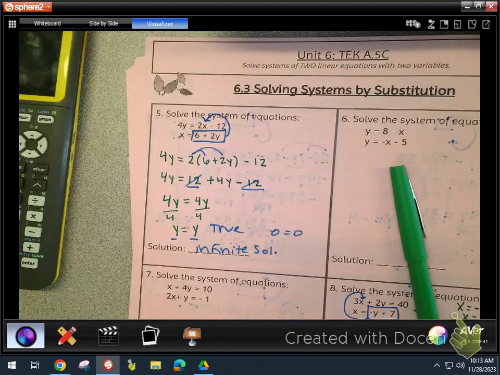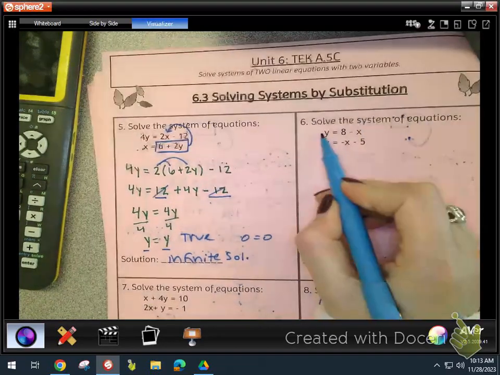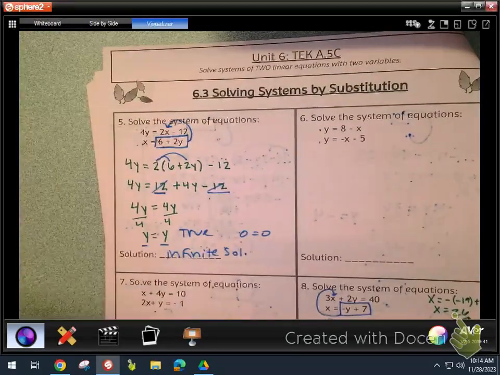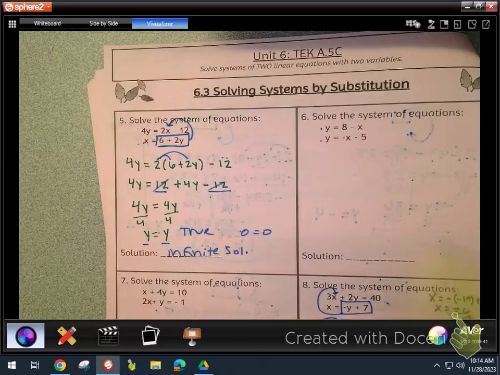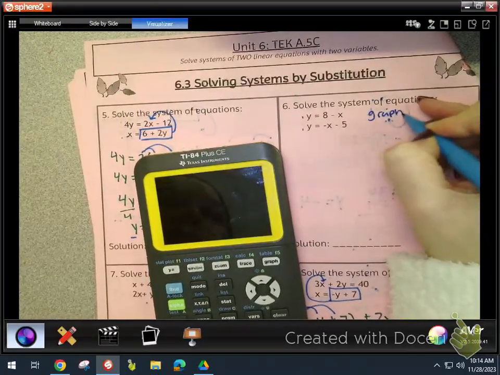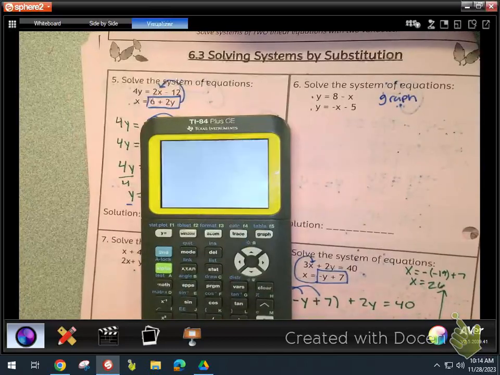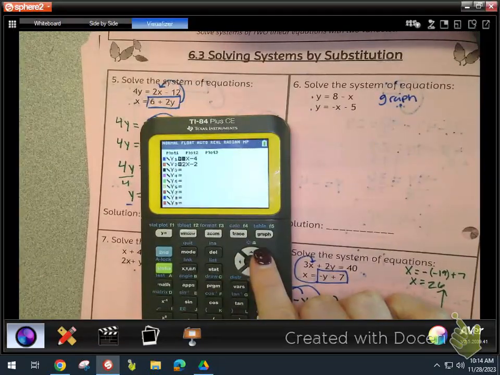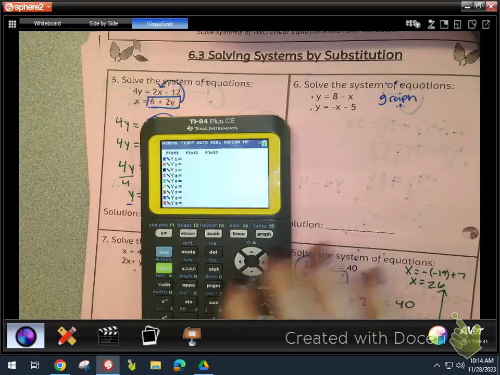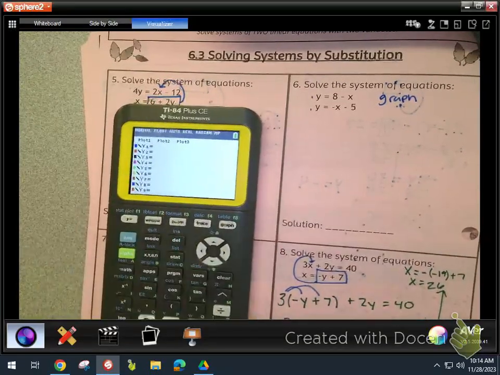Okay, look at number 6 real quick. What are both equations in? Y equals. So we're not going to do substitution. If they're both in y equals, what are we actually going to do? We're going to graph them. Let's do this real quick so you can see an example. Go to your calculator. We're going to go a little rogue here and graph them.